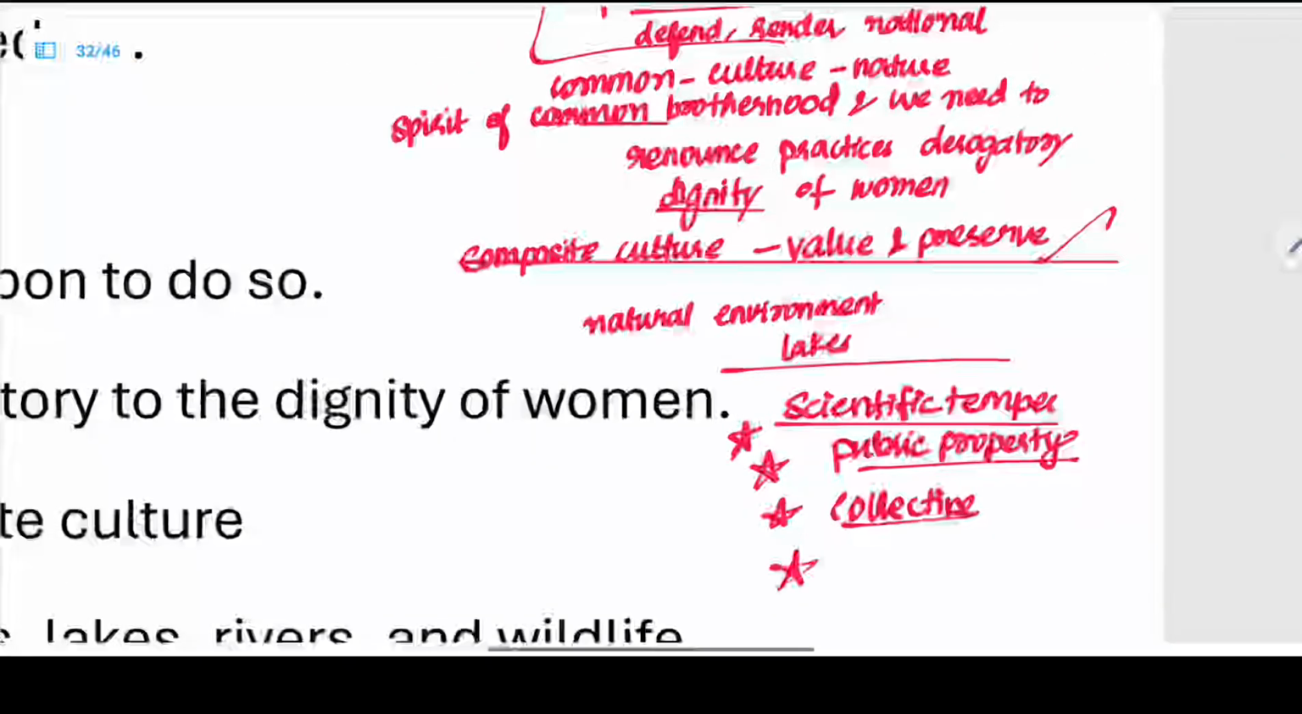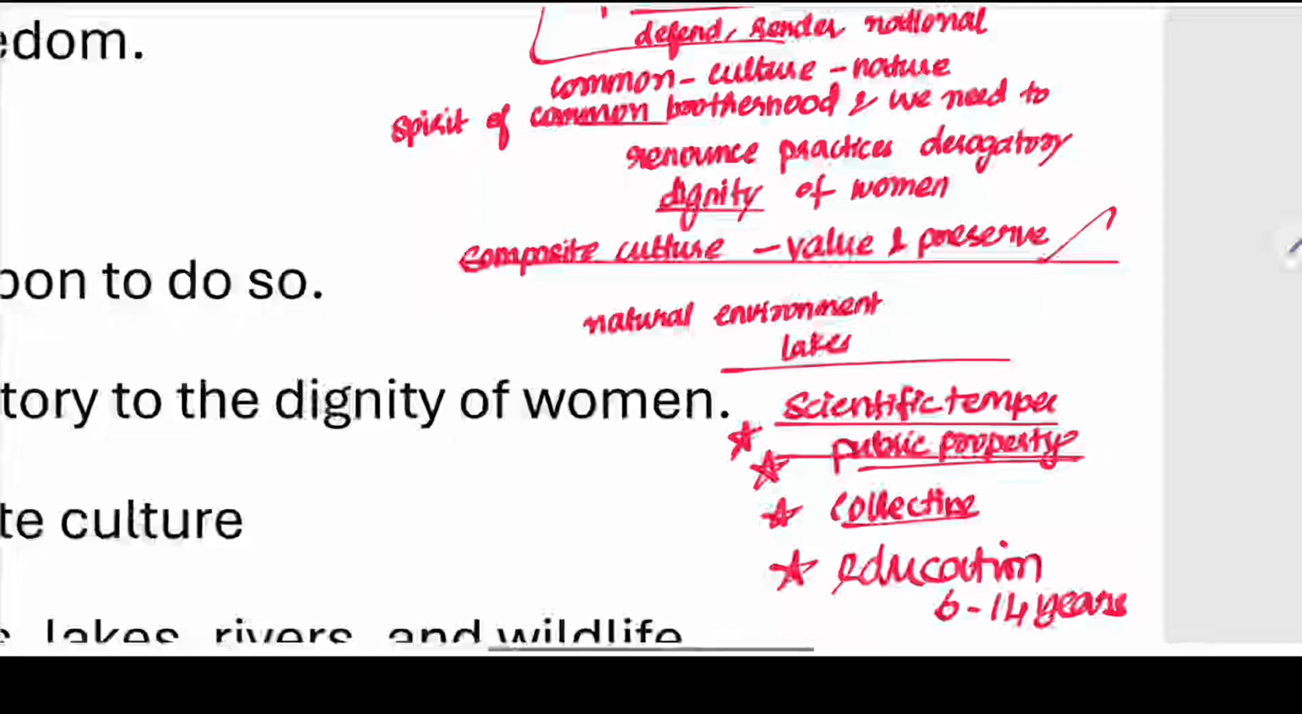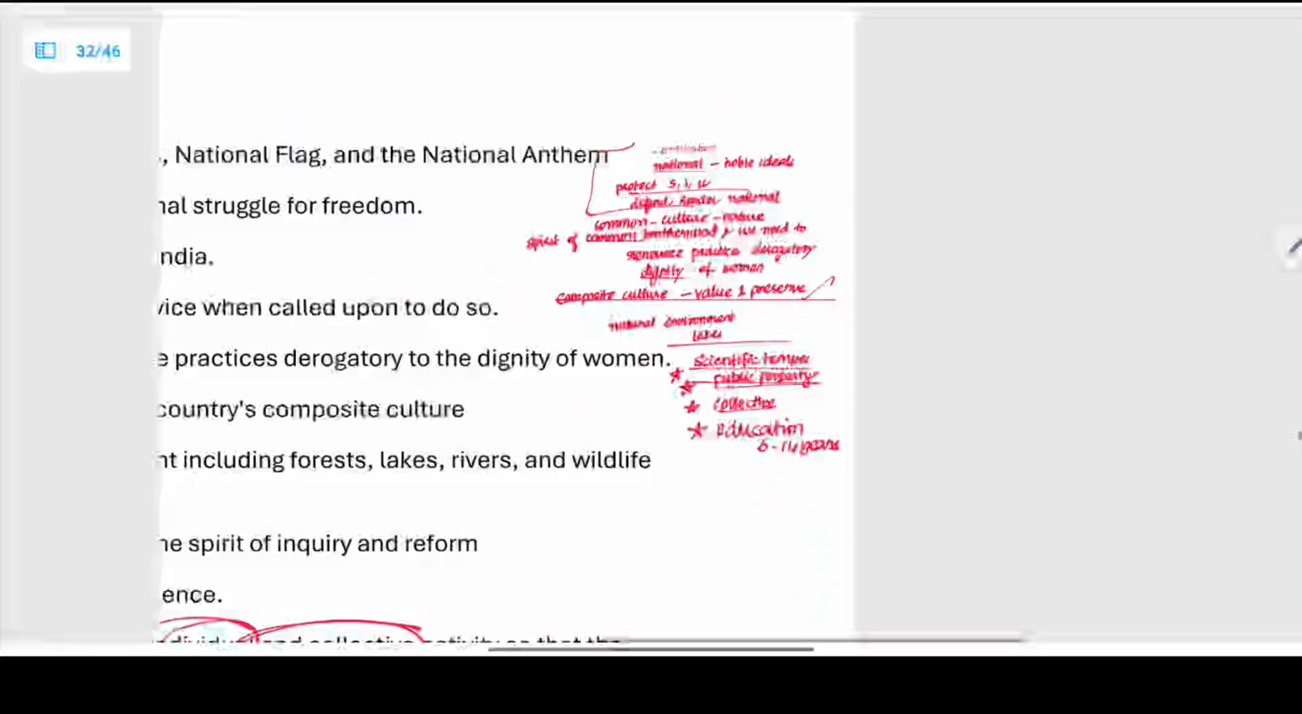After scientific temper and public property, strive towards excellence in individual and collective spheres, right? Then we have education. Education for wards aged 6 to 14 years.